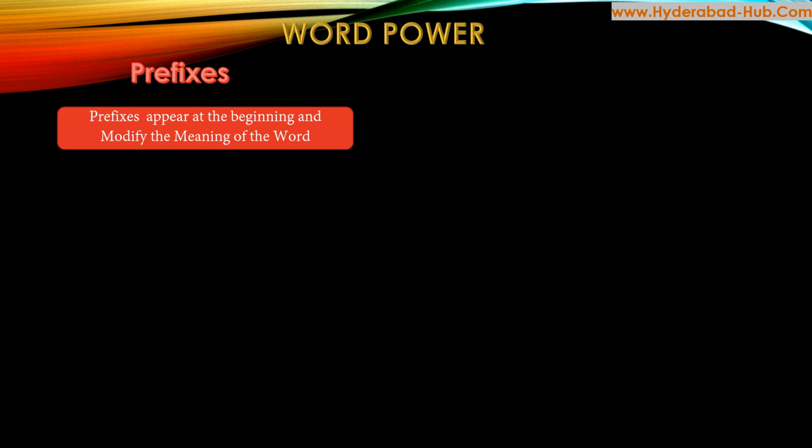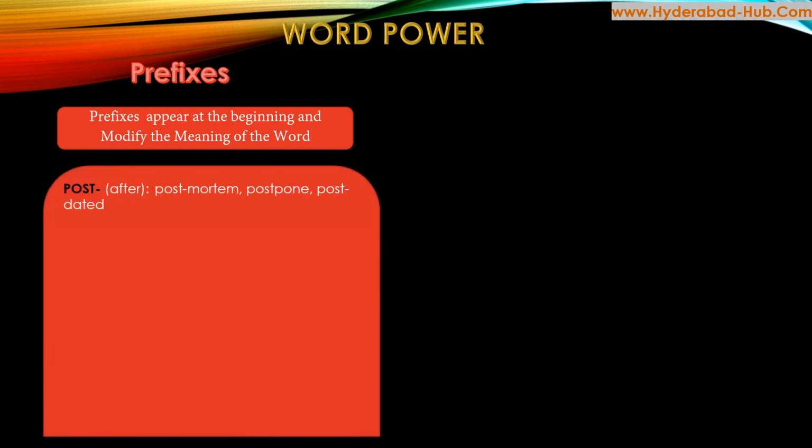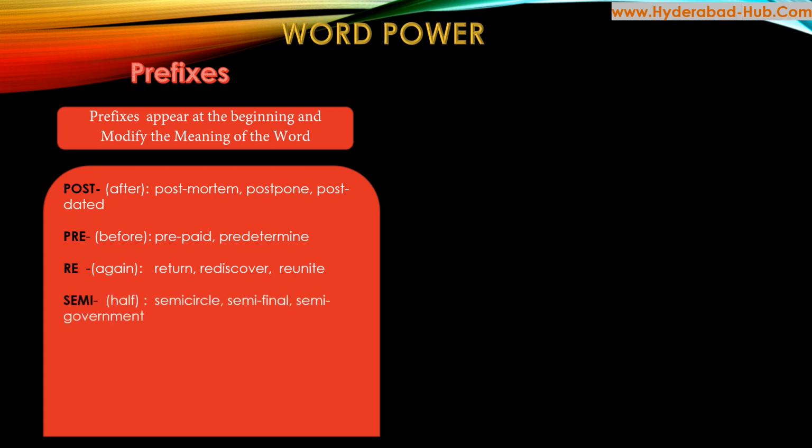Prefixes. Prefixes appear at the beginning and modify the meaning of the word. Post, pre, anti, ante, etc. are examples of prefixes. Post. Meaning: after. Example: postmortem, postpone, postdated. Pre. Meaning: before. Example: prepaid, predetermine. Re. Meaning: again. Example: return, rediscover, reunite.